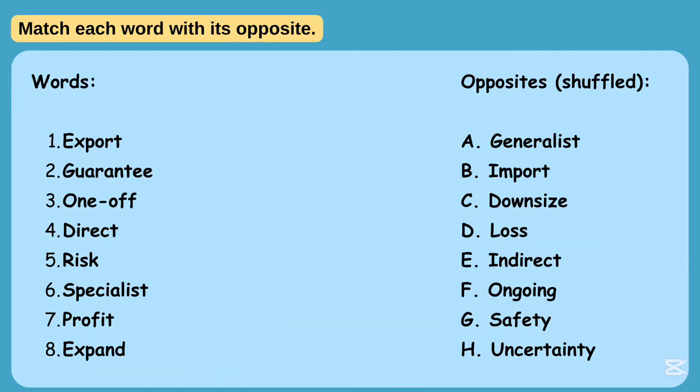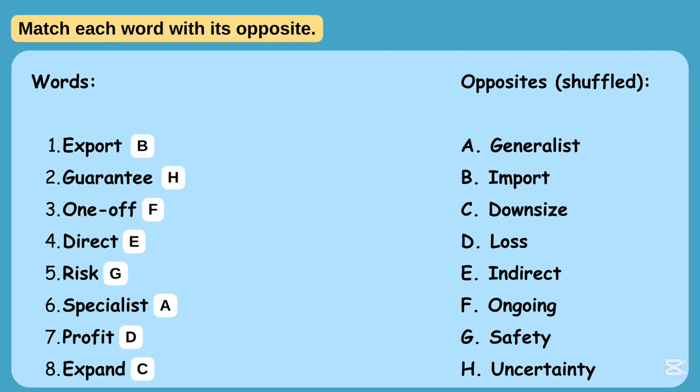Now, match the words with their opposites. One, export. Export is the opposite of import. Export means sending out. Import means bringing in. Two, guarantee. Guarantee goes with uncertainty. A guarantee is a promise. Uncertainty means lack of assurance.